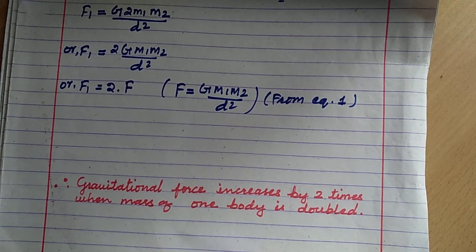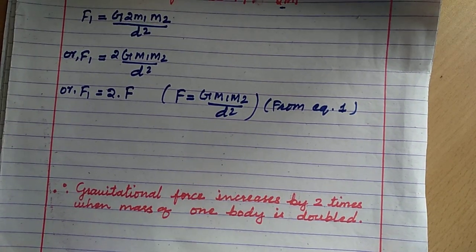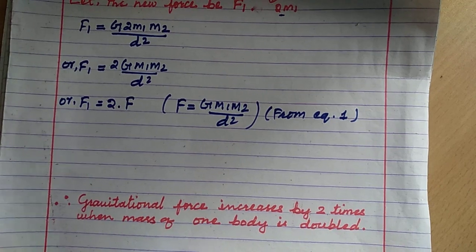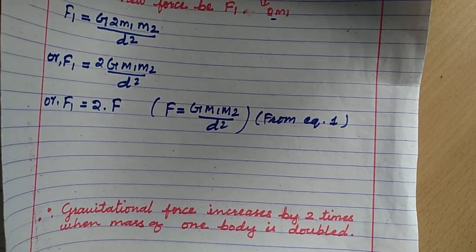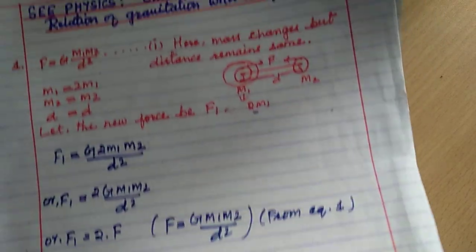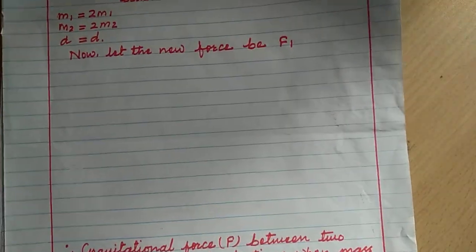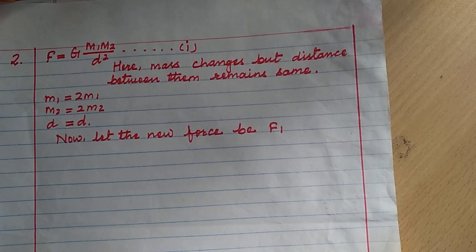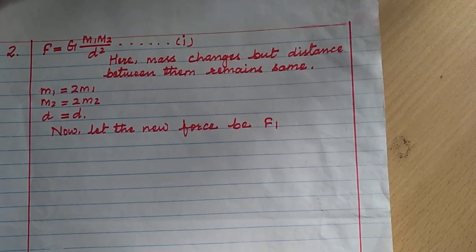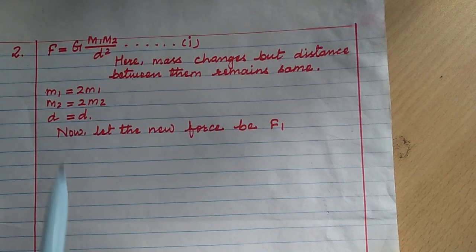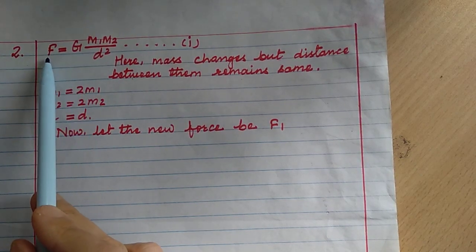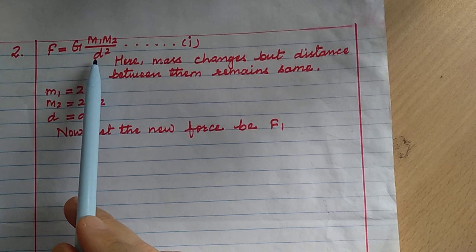So you'll get the question in this way: what will happen to the gravitational force when the mass of the first body is made double and the distance between the centers remains the same? So this is the question. And question number 2. Now we'll see question number 2. In this case, this is the formula to represent Newton's universal law of gravitation, F equal to G m1 m2 divided by D square. Right.